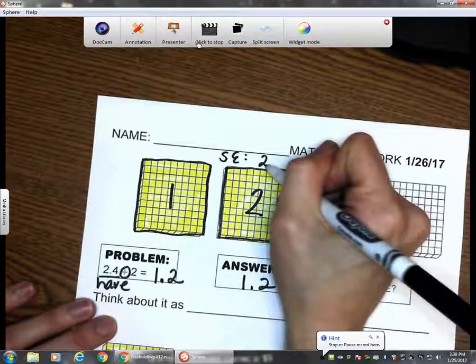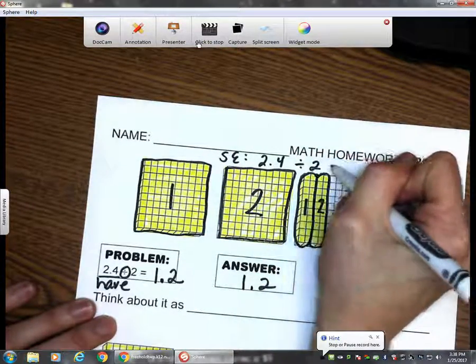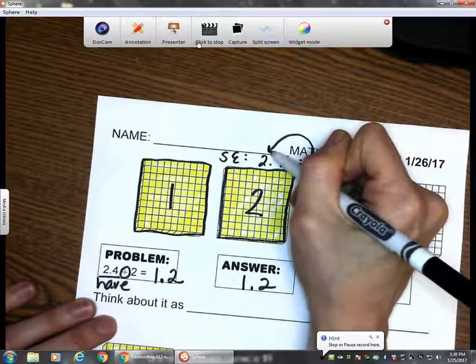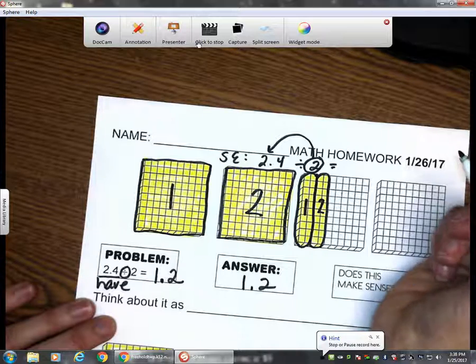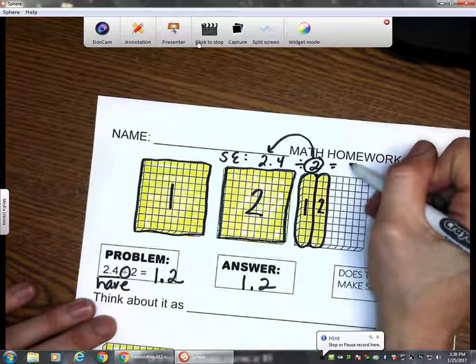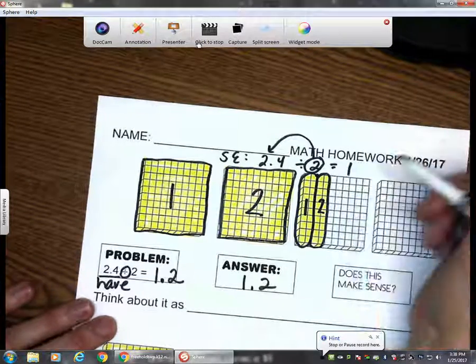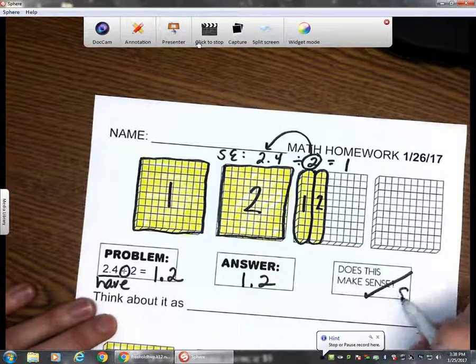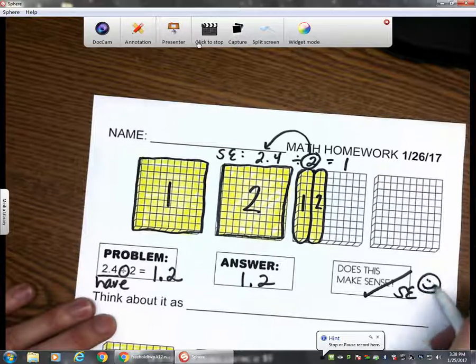Estimate 2 and 4/10 divided by 2, and look, how many times does 2 go into 2? It goes in 1. So I knew my answer was going to be about 1 and a little bit more, which, so does this make sense? Based on my smart estimate, I would say yes.